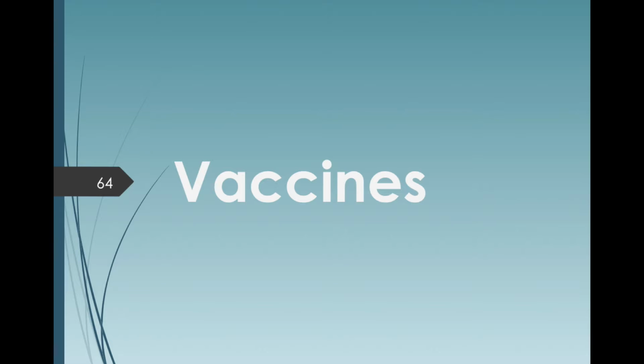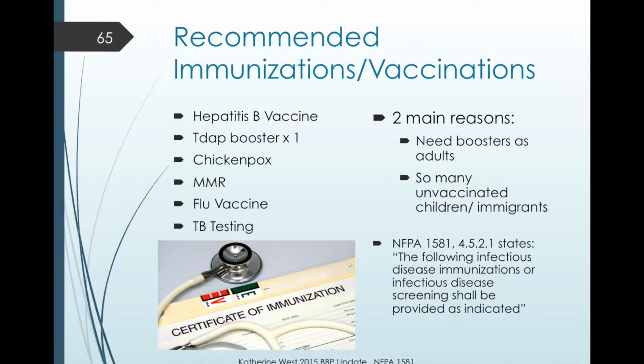Now we're going to get into vaccines. The recommended immunizations and vaccines are listed below: hepatitis B, 1 booster of Tdap, chickenpox, MMR, flu vaccine, and TB testing. 2 main reasons for the recommended immunizations are because there are some immunizations that require boosters as adults, and there are so many unvaccinated children and immigrants in our country now that we are seeing some big diseases come back that we haven't seen in decades due to the large number of unvaccinated people.